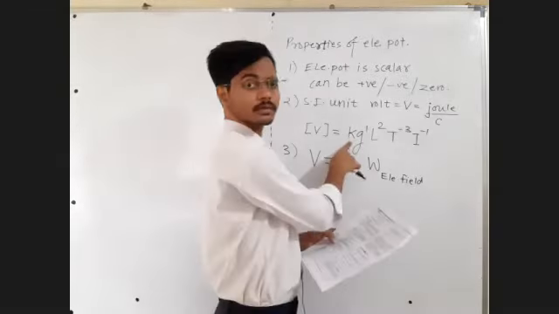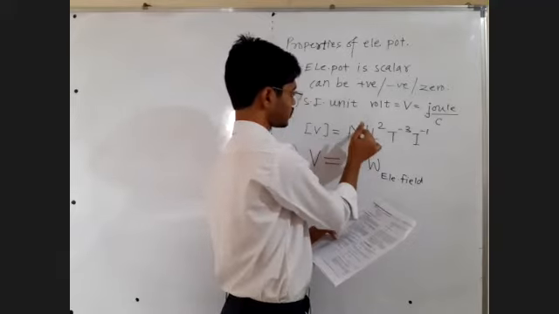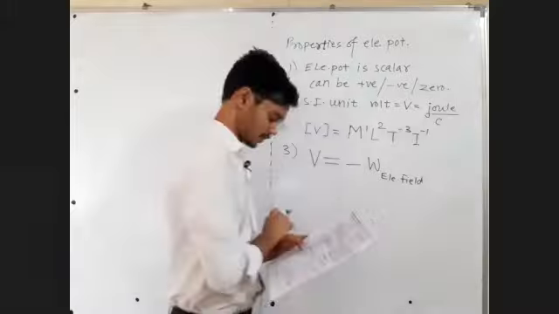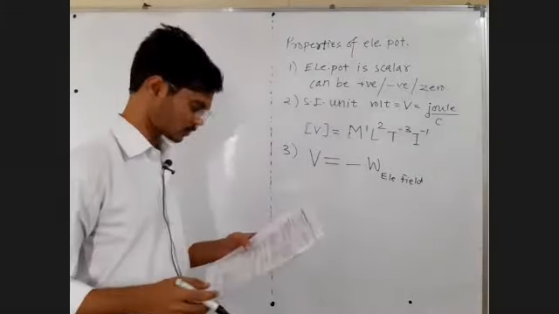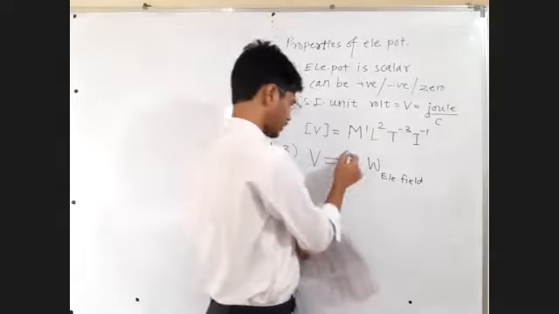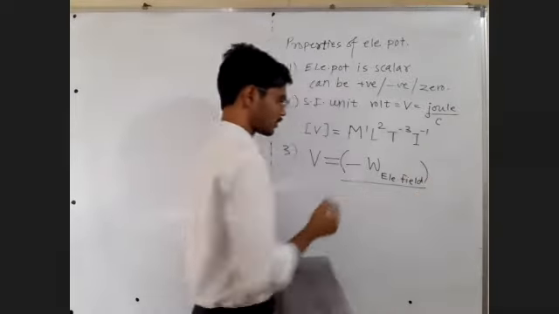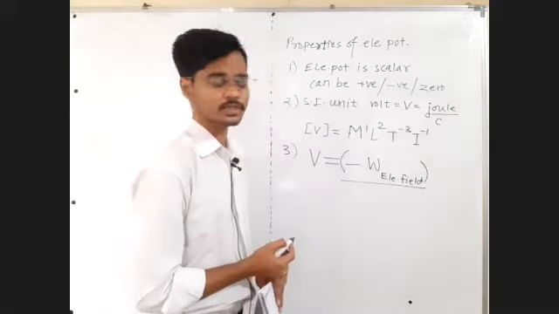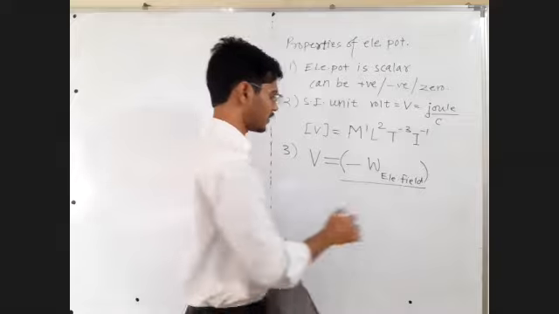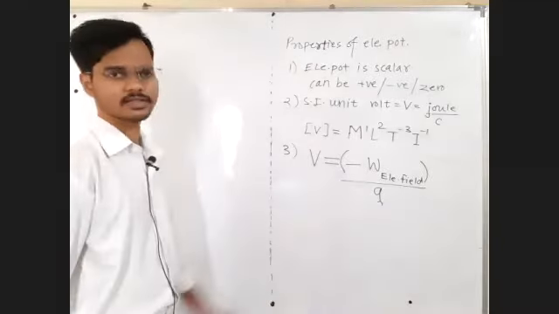Have I made a mistake? M raised to 1. So not kg raised to 1, it is m raised to 1. Okay, fine, sorry, just correct that. Electric potential is also equal to the negative of the work done by the electric field in bringing a unit positive charge from the reference point, which means infinity, to the given point. So absolutely no problem. Let's verify whether this is right or wrong.